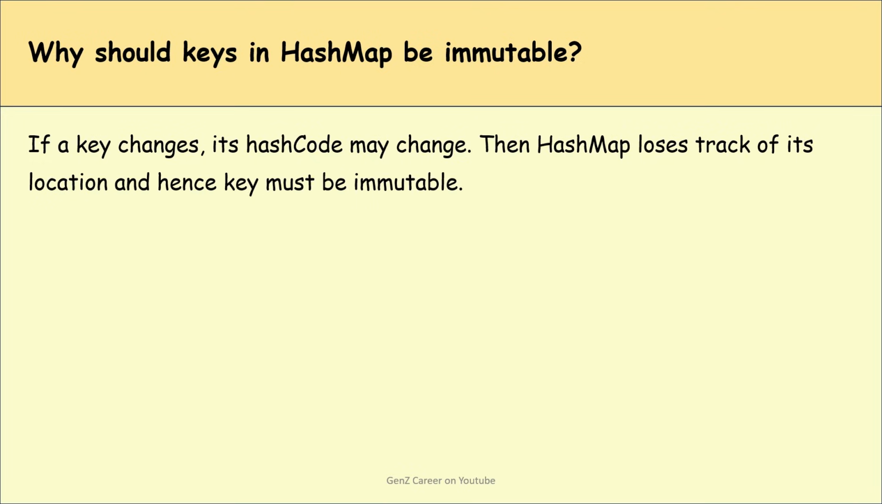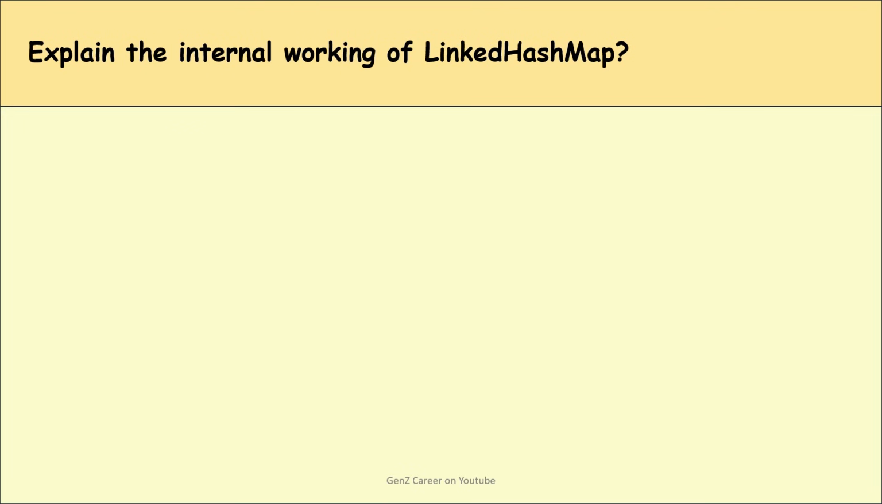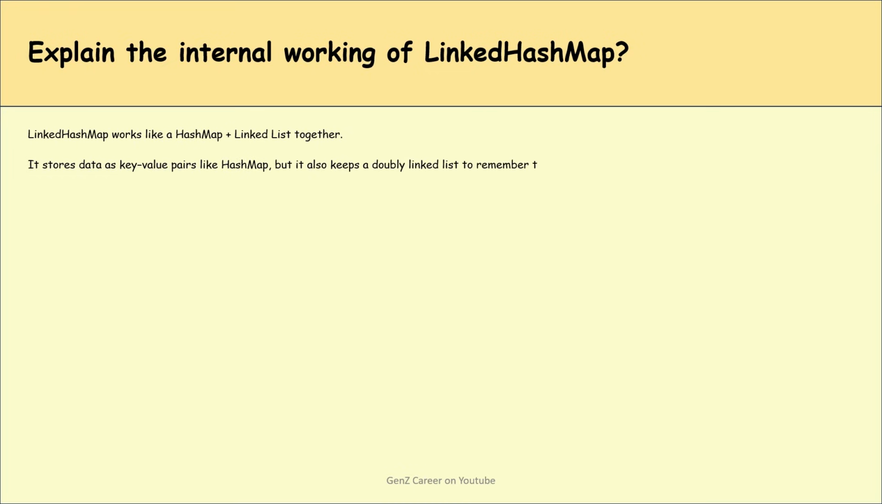Can you please explain the internal working of LinkedHashMap? So basically, LinkedHashMap works like a HashMap plus a linked list together. It stores the data as key-value pairs like HashMap, but it also keeps a doubly linked list to remember the order of the elements.